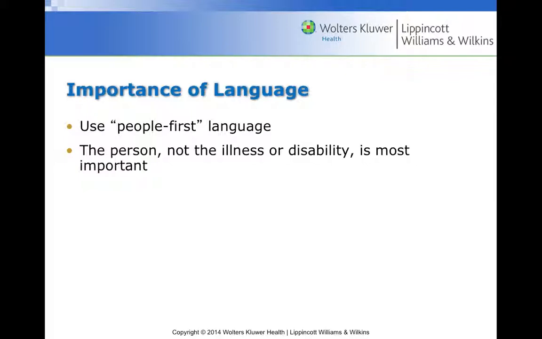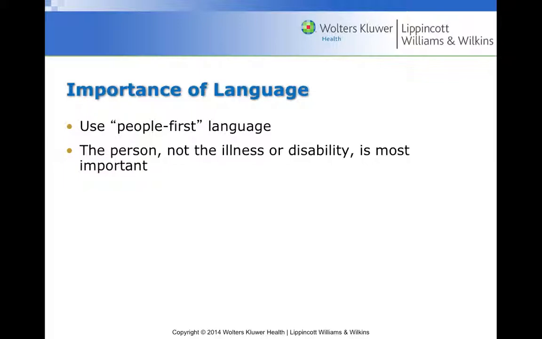Now we'll look a little bit at the importance of language. I spoke a little bit about this before, using the people first language. And I didn't define it, I just kind of briefly talked about it. But the people first language means that you want to refer to the person first. And there's a good example in your book. That means referring to the person, not the patient with diabetes. You want to refer to them as Mr. or Mrs. Jones or whoever they are. Yes, they have diabetes, but don't just say it's their disorder.